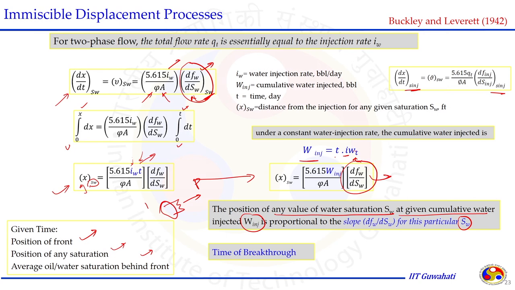And then the time to reach this front at the production well is called the time of breakthrough. That can also be calculated by considering this equation. That will be the case when x becomes L, the length or the distance between the injection well and the production well. We can calculate the value of T, the time required for the injected fluid to travel from the injection point to the production well. That is the time when the breakthrough of that fluid will happen, and suddenly we will get a lot of production of the injected fluid at the production well.